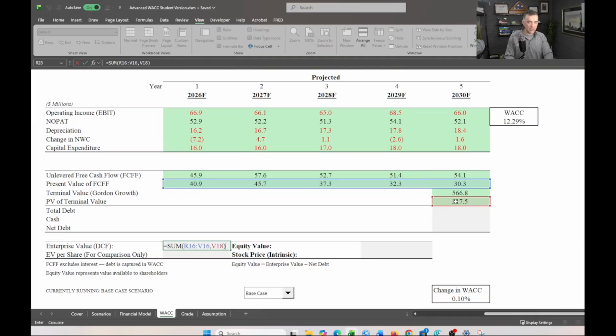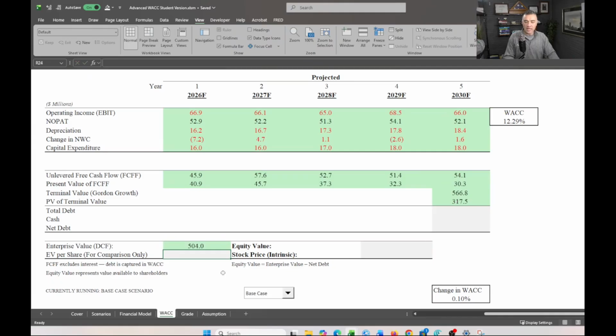Make sure you hit comma. If you hit plus, it does something weird. So this company, that's what it is worth. The enterprise value is $504 million.